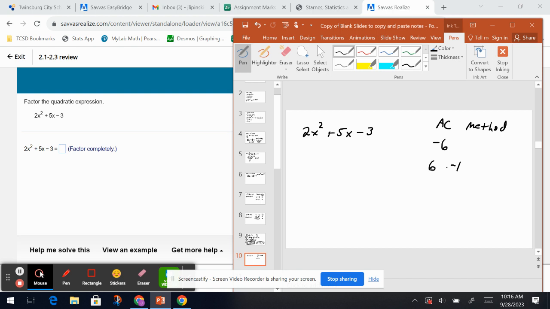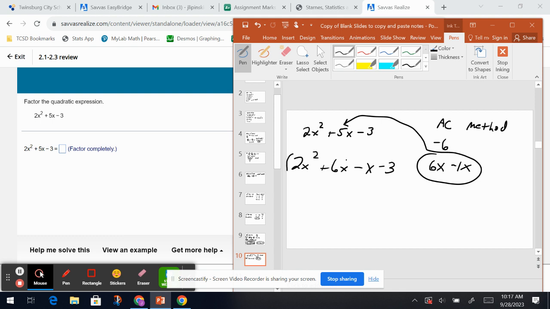Now, when I write these out, I'm going to take these two values and replace this middle term. So when I write these two numbers, I put an x after them. I'm just replacing the 5x and putting 6x minus 1x, which equals 5x. So I've got 2x squared, I'm going to rewrite it, plus 6x minus 1x, or just x, and then minus 3. So I'm going to have four different terms here. When I have four terms, I'm going to do what's called factor by grouping.